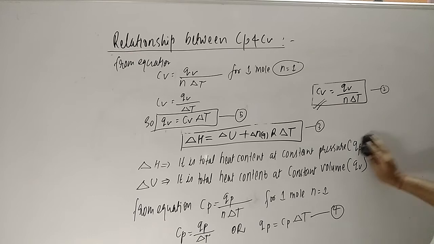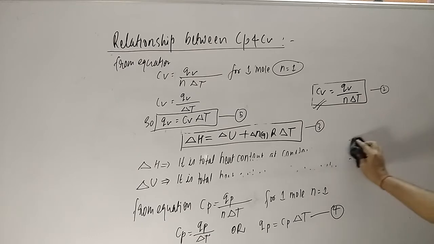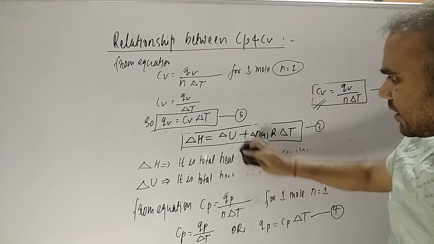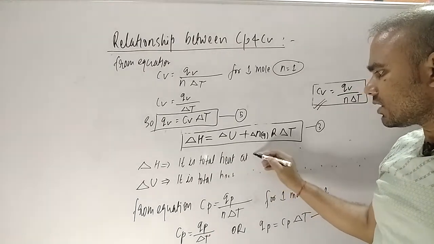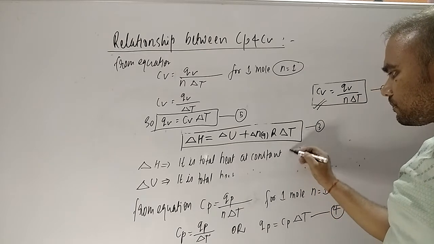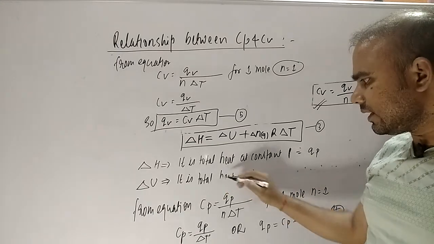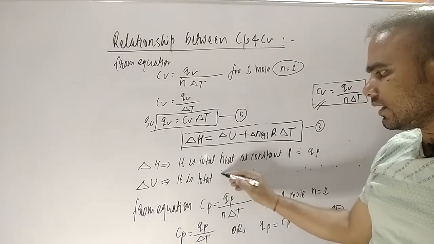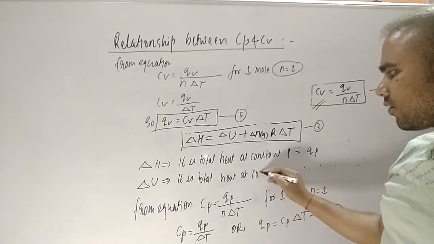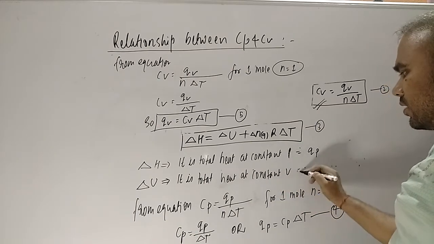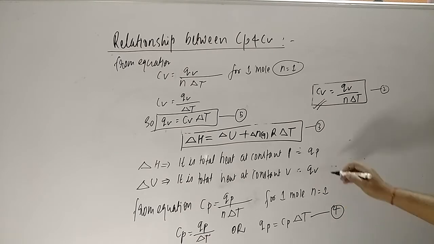So what things did we get, student? I told you that H is the total heat contained at constant pressure, that is Qp. And delta U is the total heat contained at constant volume, that is Qv. So dear student, Qp and Qv we got.